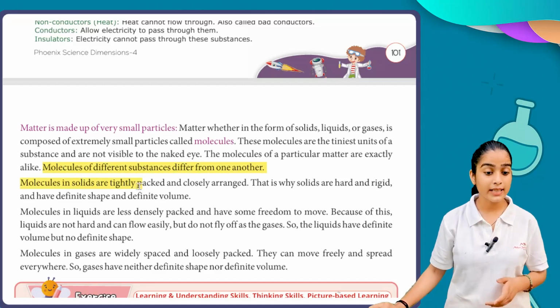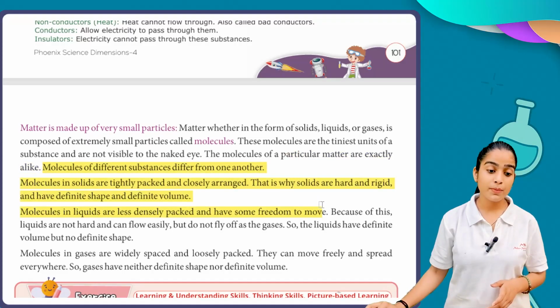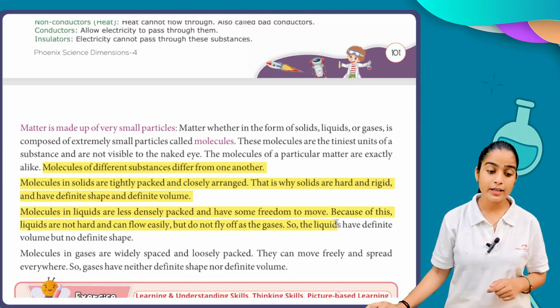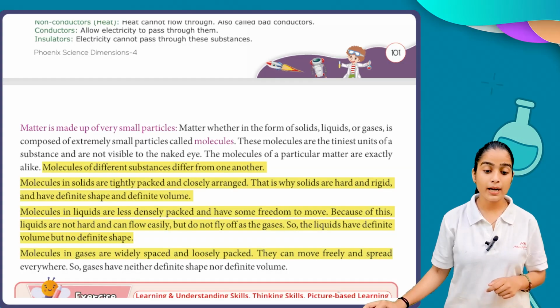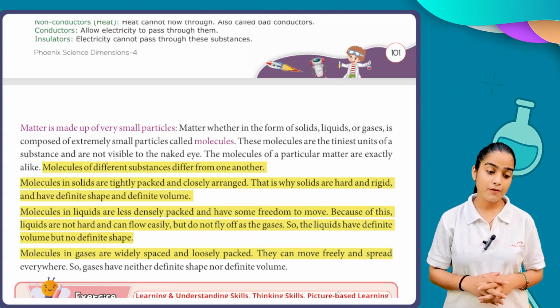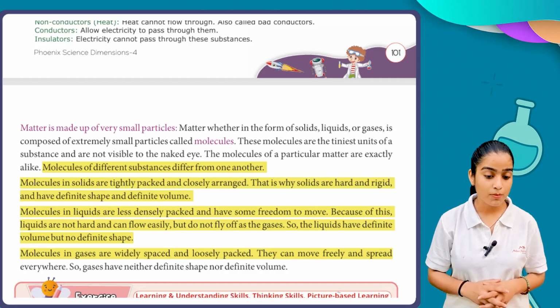Molecules in solids are tightly packed and closely arranged. That is why solids are hard and rigid and have definite shape and definite volume. Molecules in liquids are less densely packed and have some freedom to move. Because of this, liquids are not hard and can flow easily but do not fly off like gas. So liquids have definite volume but no definite shape. Molecules in gases are widely spaced and loosely packed; they can move freely and spread everywhere. So gases have neither definite shape nor definite volume.